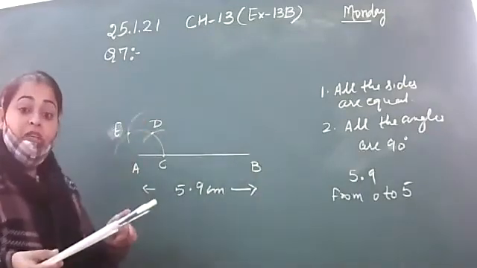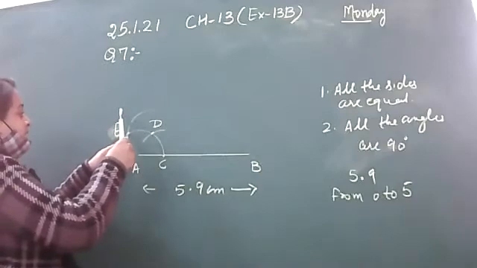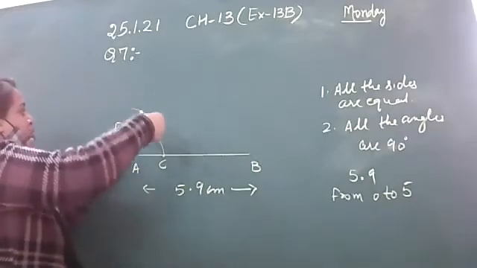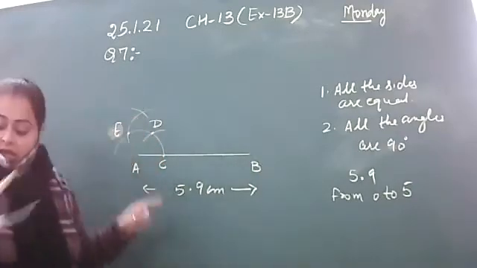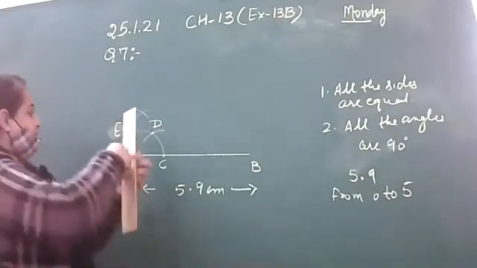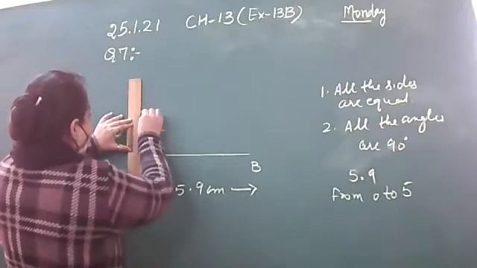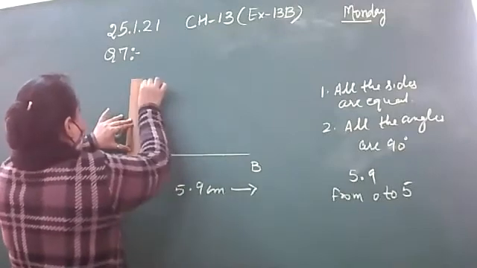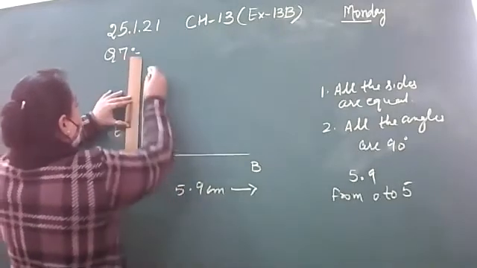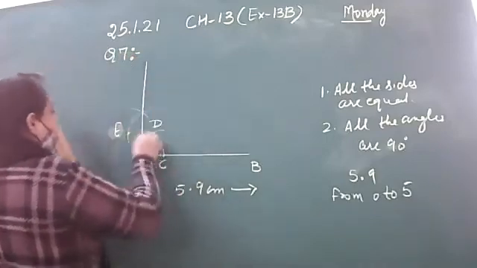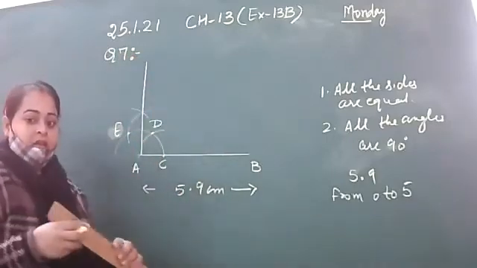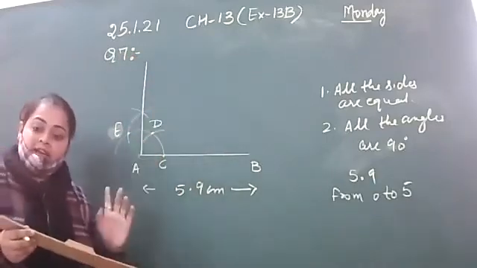Fine. After that, put your compass at E and you will get X. And from X, draw a ray. From X, draw a ray and you will get a 90 degree angle. Fine. This is a 90 degree angle.